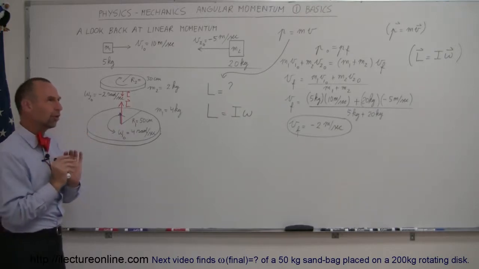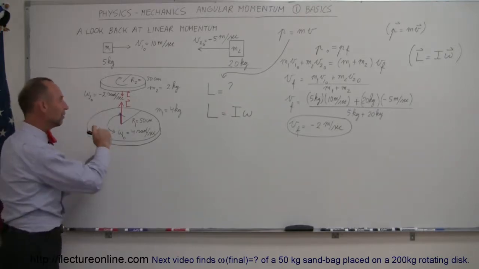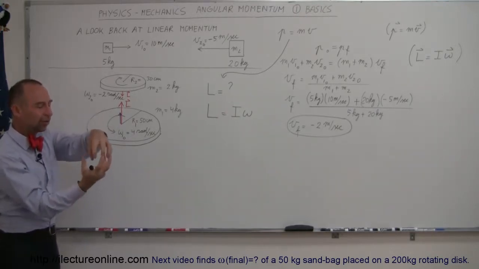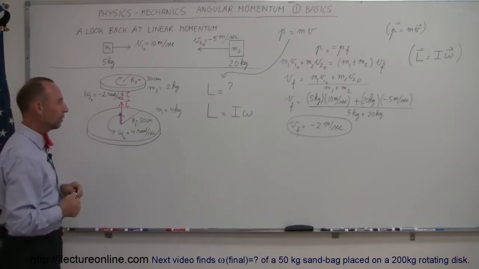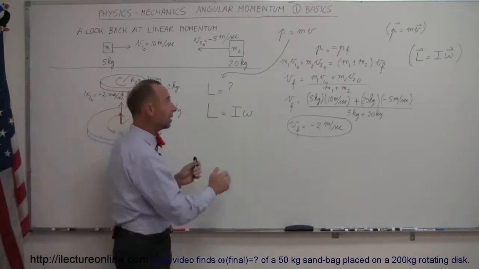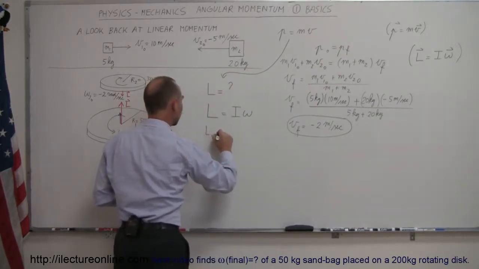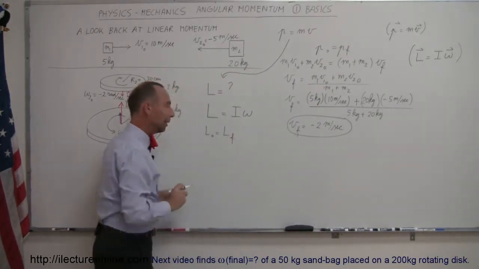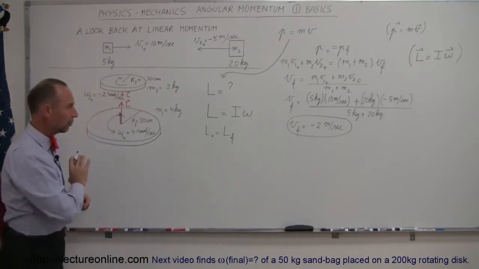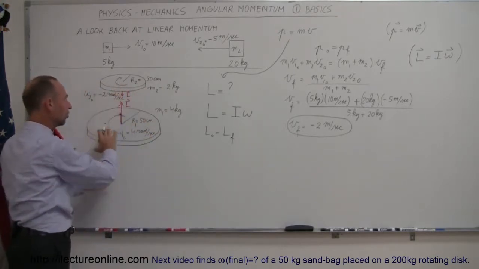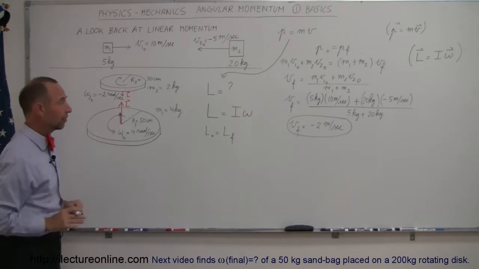Well, I shouldn't say that. The end result will have a different angular momentum vector because of the sum of the two initial angular momentums. So we're going to use the same thing as we did here. We can say that L initial equals L final, so that again, the sum of all the angular momentums before the collision equals the sum of angular momentums after the collision.